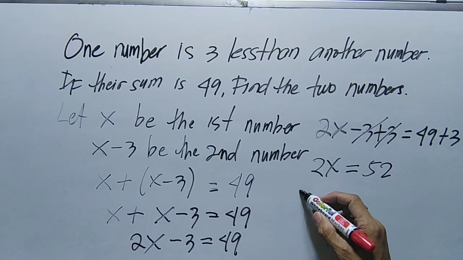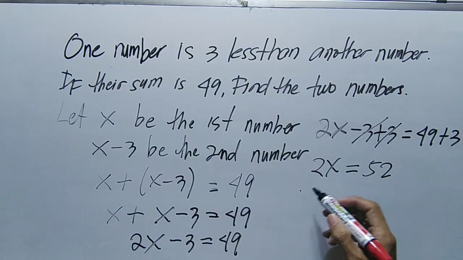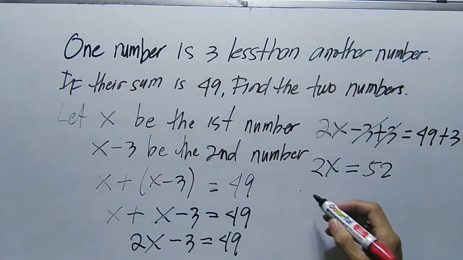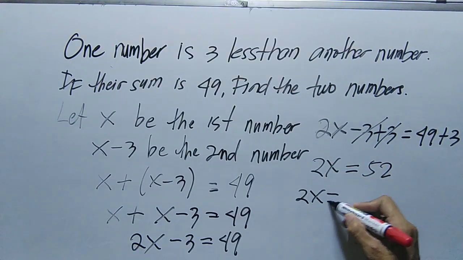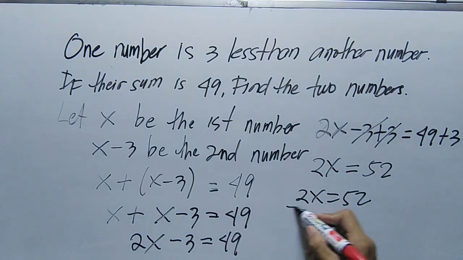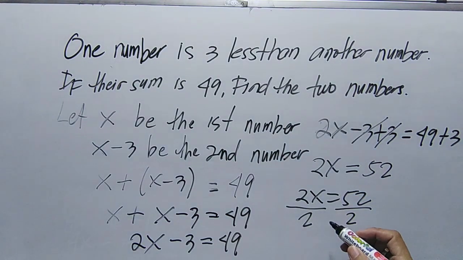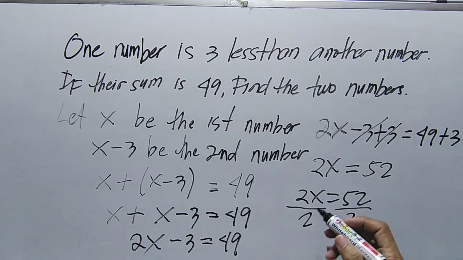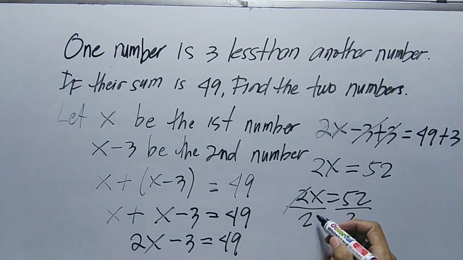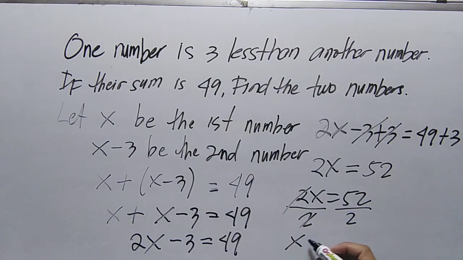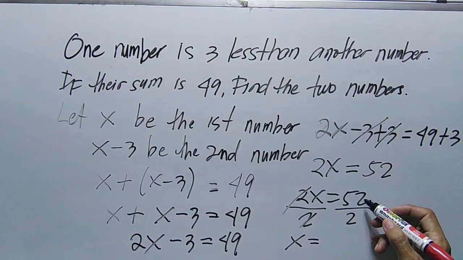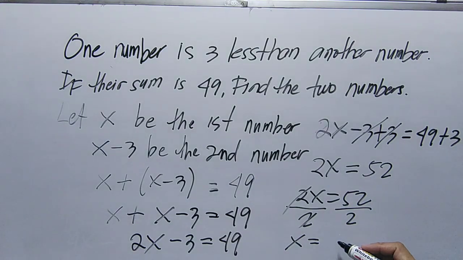Then, divide natin both sides by 2 or multiply natin both sides by 1/2. Okay, divide na lang natin yan para mas madali. Ito kasi yung ginagawa ko eh. So, i-divide natin both sides by 2. Pwede rin i-multiply by 1/2. Okay? So, ganun din yung labas na yan. So, cancel natin yung 2. So, naiwan dito sa left side is x. So, i-divide natin si 52 kay 2. Magiging 26. Okay? So, this is the first number.